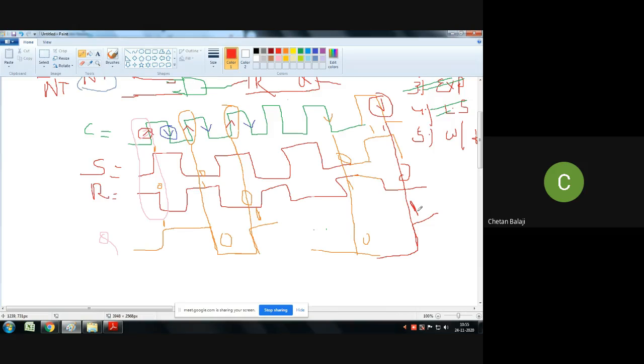If you write positive edge trigger, it will change at the positive edge of the clock pulse. If you write negative edge trigger, it will change at the negative edge of the clock pulse. We have explained all 5 points.